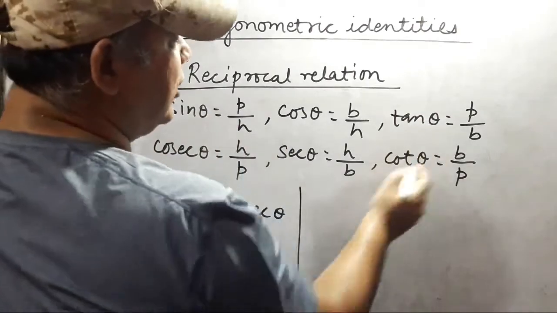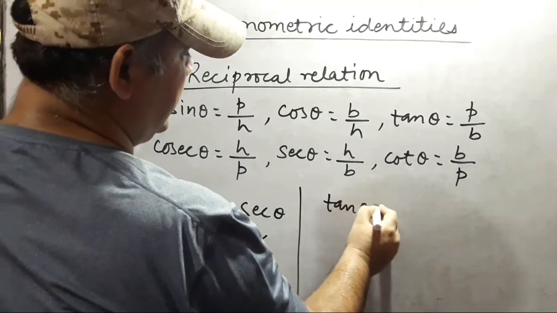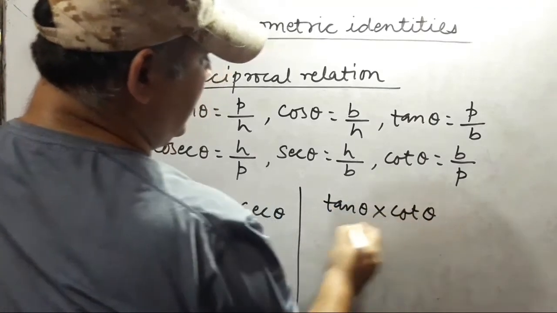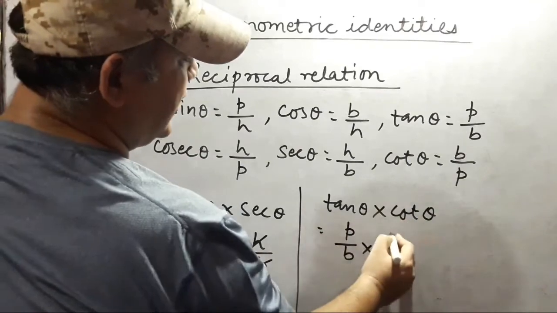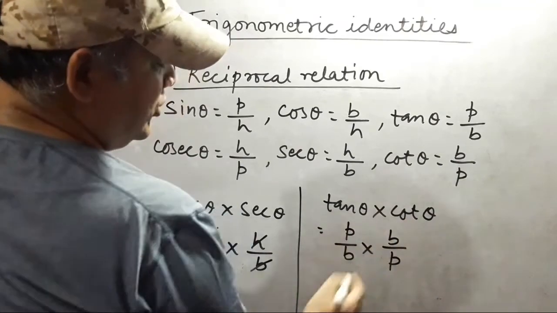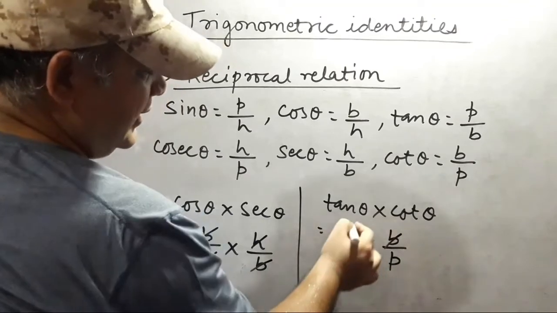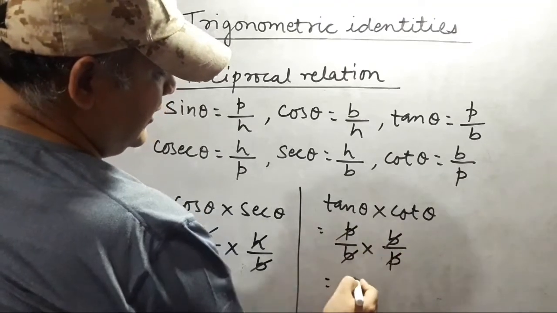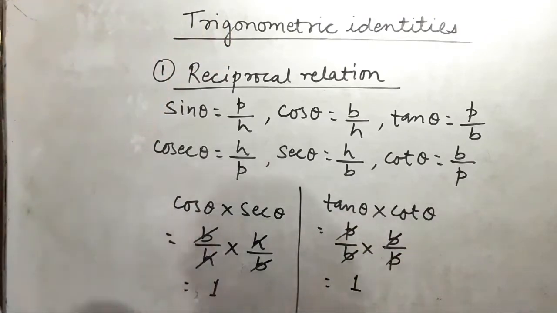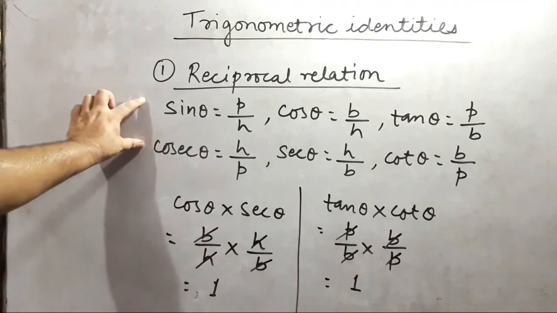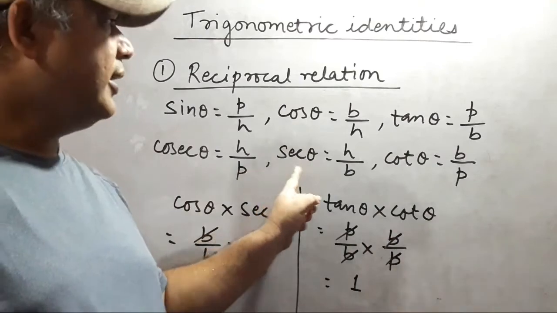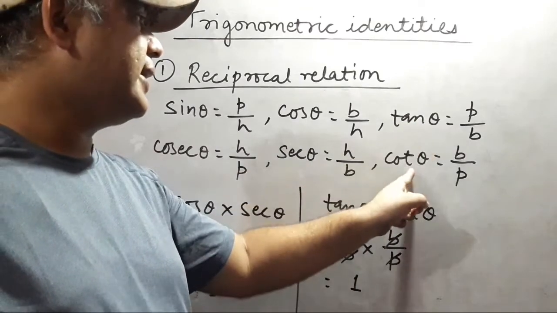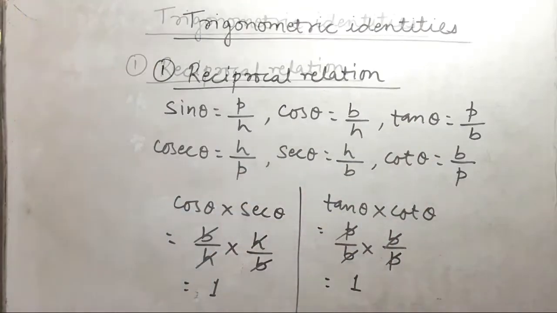Let's see, tan theta into cot theta. Tan theta is P by B. Cot theta is B by P. So this B and this B get cancelled. This P and this P get cancelled. That is, we will get 1. That is, the product of sin theta and cosec theta is 1. The product of cos theta and sec theta is 1. Similarly, the product of tan theta and cot theta becomes 1.